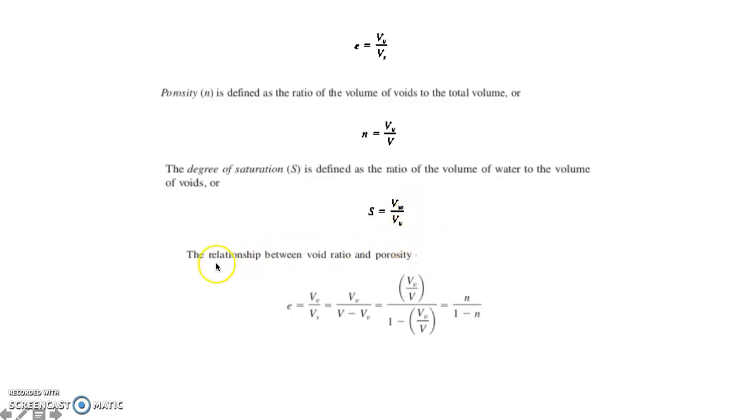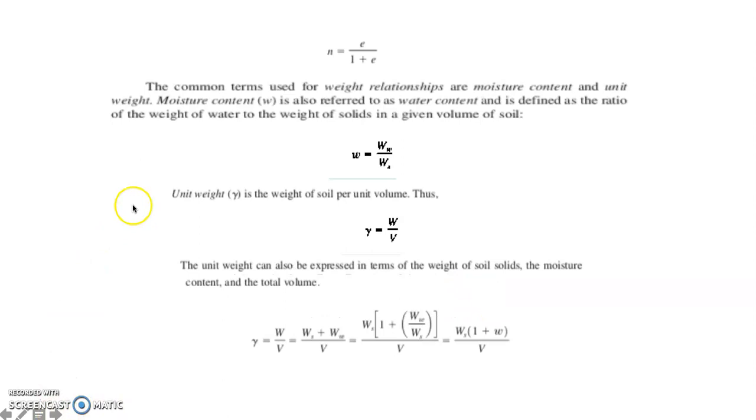So the relationship between void ratio and porosity, you have this relationship. We have derived the relationship for our void ratio and the porosity. If we are going to compute for the void ratio, wherein the porosity is given, that is equivalent to N all over 1 minus N. And vice versa, if we are going to compute for the porosity denoted by N, that is equivalent to E all over 1 plus E.